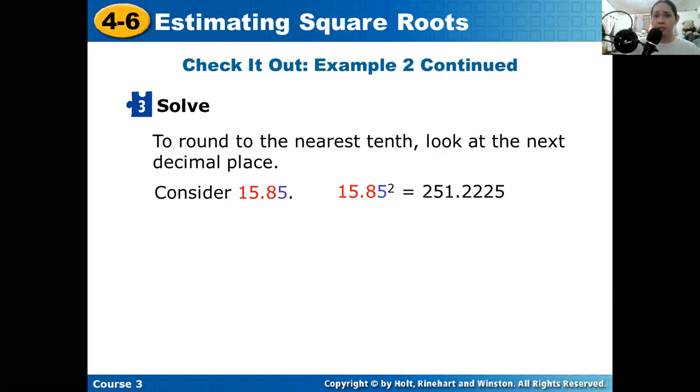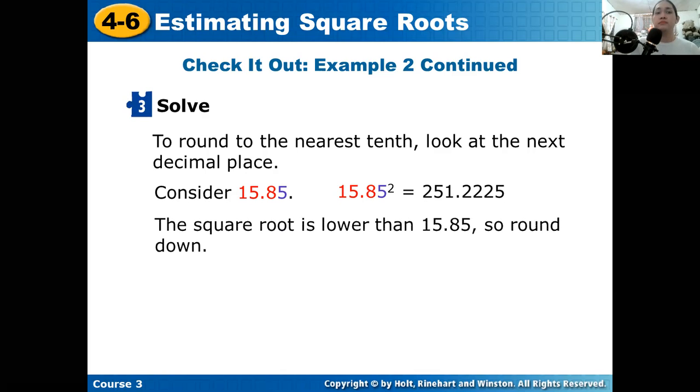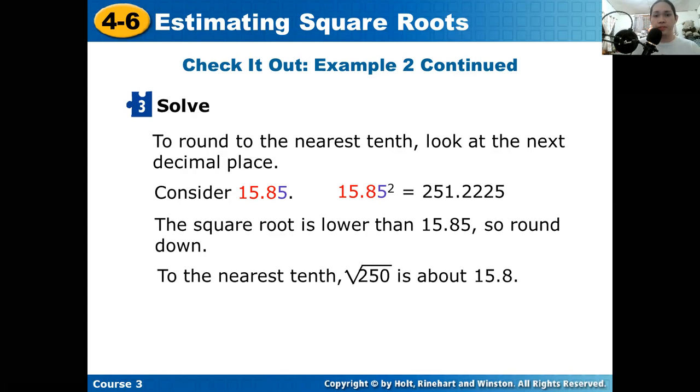So what will we do? Instead of rounding it up, you are going to round down. Why? Again, the square root is lower than 15.85, as you can see, because our problem here is to approximate the value of the square root of 250. If we use 15.85, that gives us 251.2225, which is very far from 250. So go down, or round down rather. So to the nearest tenth, the square root of 250 is about 15.8.